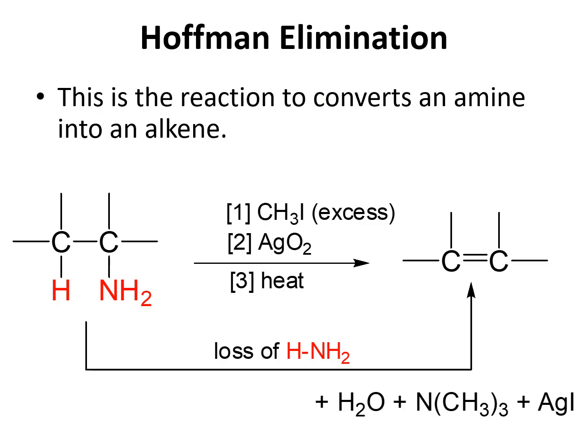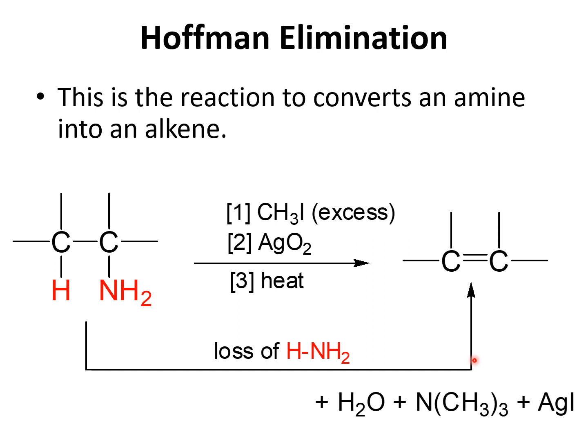Okay, the first reaction of amine is Hofmann elimination. Please pay extra attention to this reaction. It usually comes out in your final. Hofmann elimination is the reaction to convert an amine into alkene. So from amine, we can actually produce alkene through Hofmann elimination.